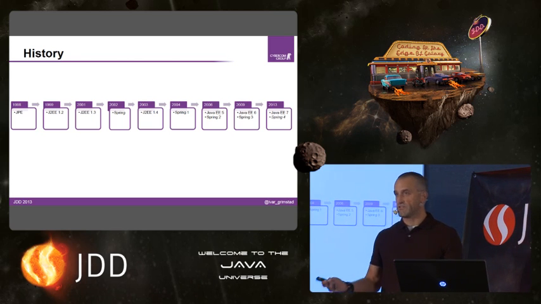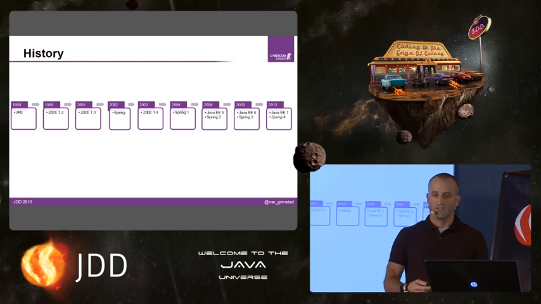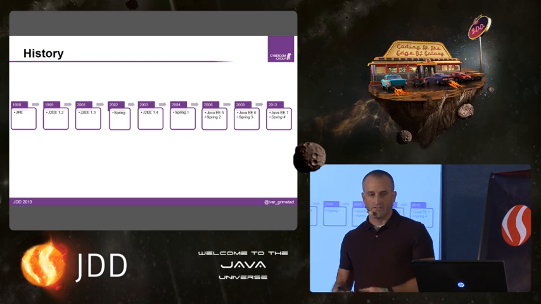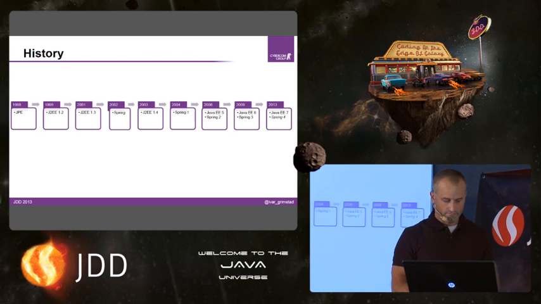Spring 4 is due later this year. It is a snapshot build right now, so it's probably just around the corner, and it will cover Java EE7 features as well as Java 8, and then they probably will be a little bit a step ahead feature-wise.